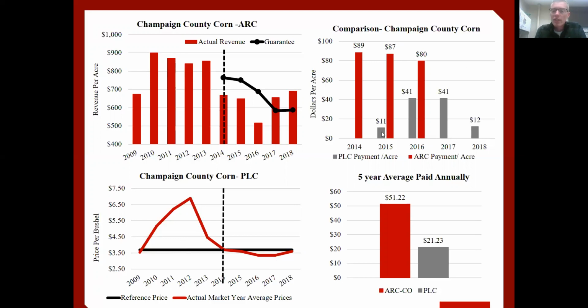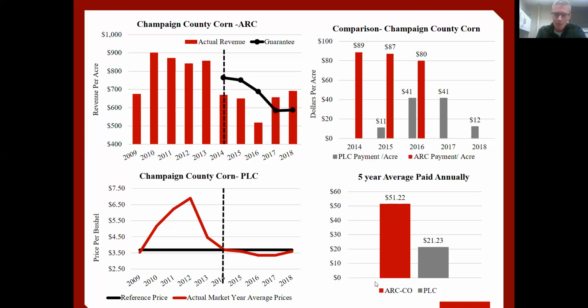What we see over here in this chart is these red bars signify the Ark County payments, and we see that Ark County paid in the first 3 years, but not the last 2 years. But we see that the PLC payment paid in the last 4 years. If we average that over the 5 years, because it was a 5-year decision, we see that Ark County paid more annually if we averaged all those together. Keep in mind, they got an $89 payment in 14, an $87 payment in 15, and an $80 payment in 16, but all that averaged to a $51 payment annually. Okay, and it was bigger than our PLC payment.